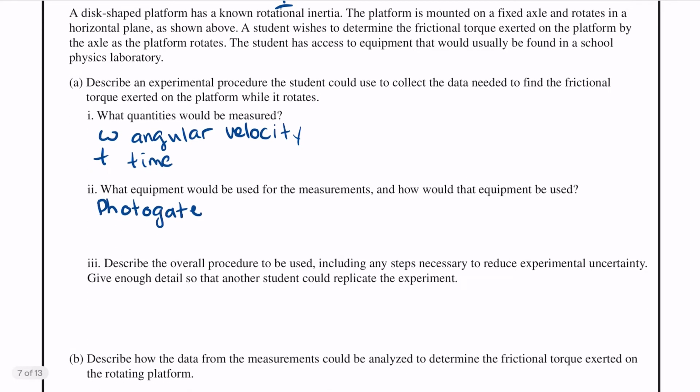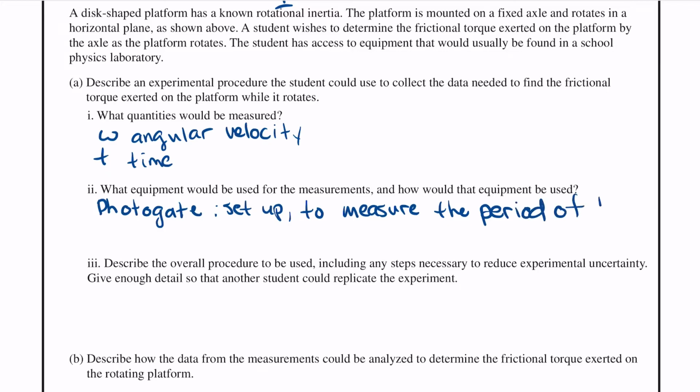So how are we going to use it? We're going to set it up to measure the period of the spinning disk. It might be useful to say that we're measuring angular velocity through period here, just to make it very clear that we understand what we're measuring.